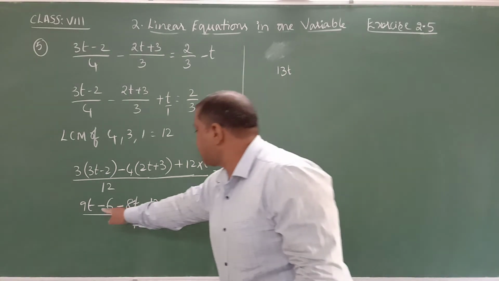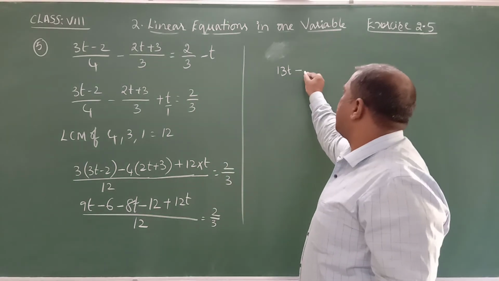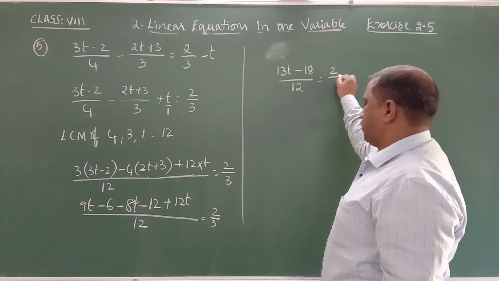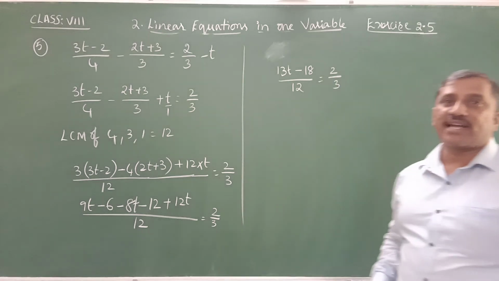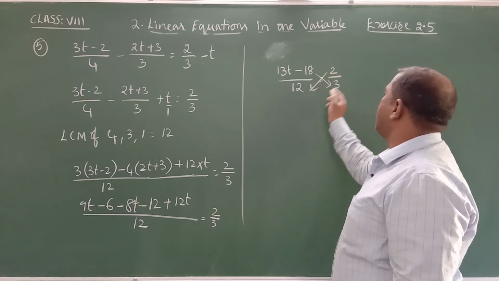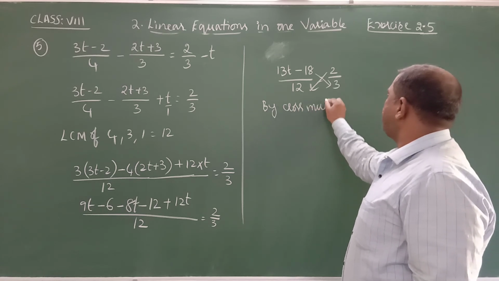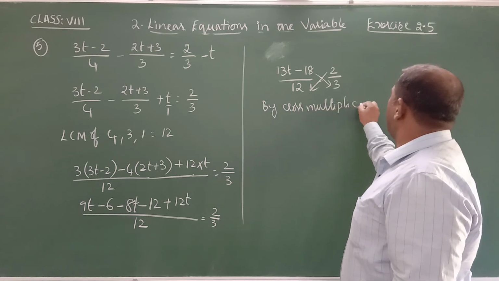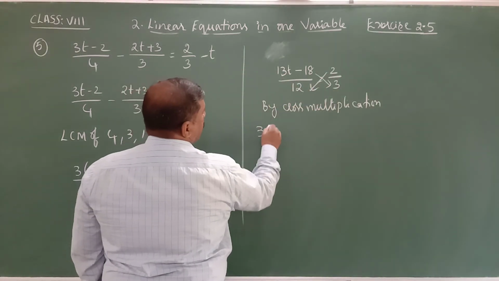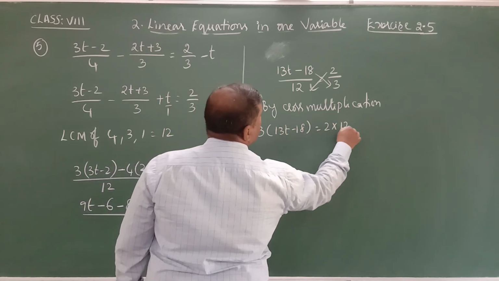Then minus 6 minus 12. Both are negative integers, add them. 6 plus 12 is 18, that is minus 18, divided by 12, that is equal to 2 by 3. Now we have two independent fractions. Now by cross multiplication, multiply 3 into 13t minus 18 is equal to 2 into 12.